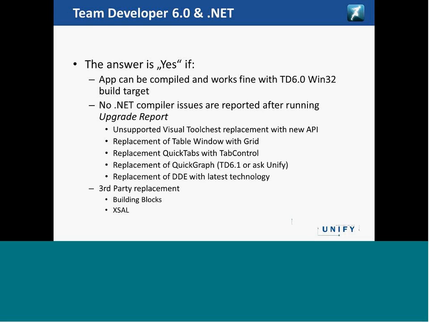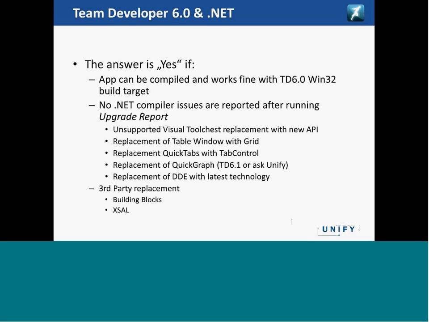So, we have a nice tool inside Team Developer for .NET. It's called Upgrade Report. It gives you a long list, maybe a short list, about features which are not really supported in .NET. This list can be very long or very short. It depends on how much source code you have, how many source code items you are dealing with, and so on.